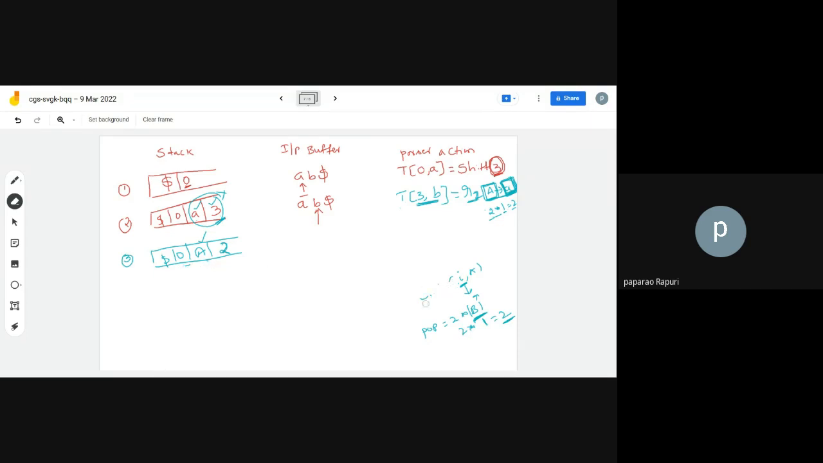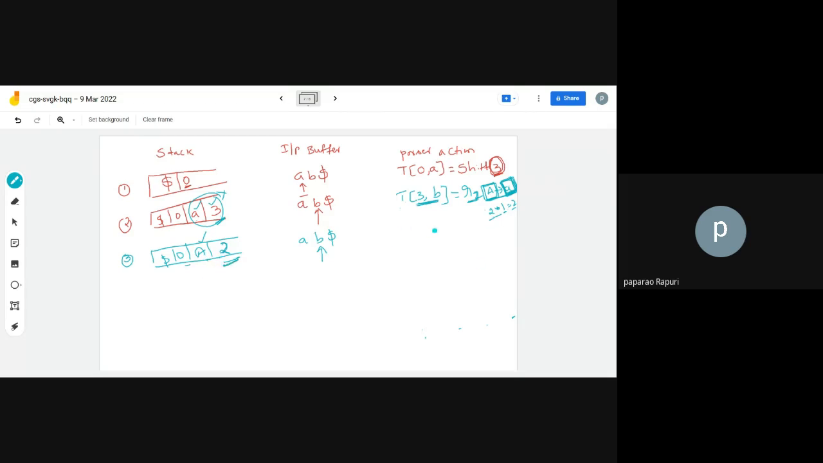Next step. What is the top of the stack? 2. And where is the lookahead pointer? The lookahead pointer is at B. Here we performed reduction. We didn't perform shift. So the lookahead pointer is at B only. It is not incremented. And the top of the stack is 2.